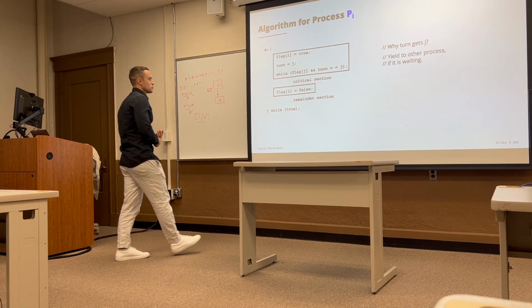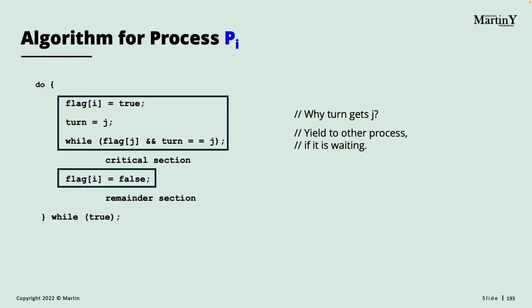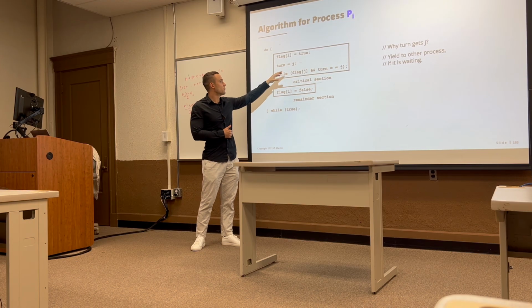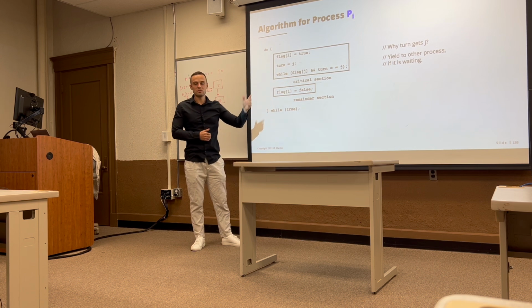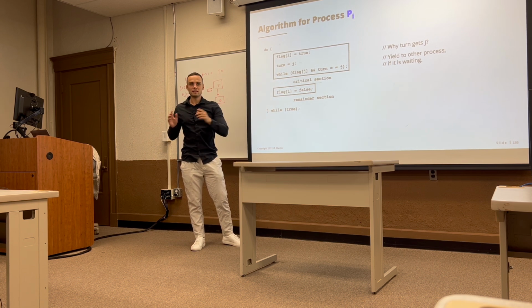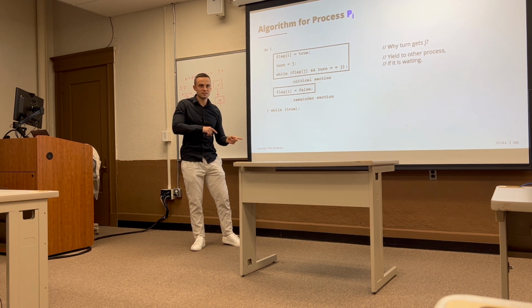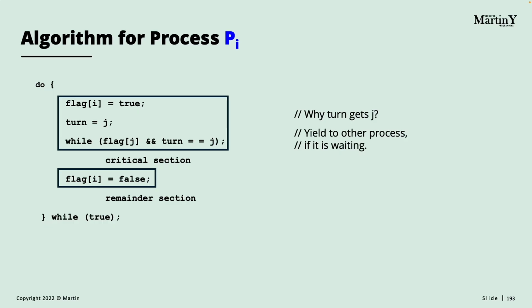However, if there is process J, and let's say they start at the same time, we're going to set our flag to true and set the turn to J. Then at the same time, J will turn their flag to true, and then J will set the turn to I. So now we have flag I equal to true, flag J equal to true, and now it's I's turn. And then I will enter the critical section.